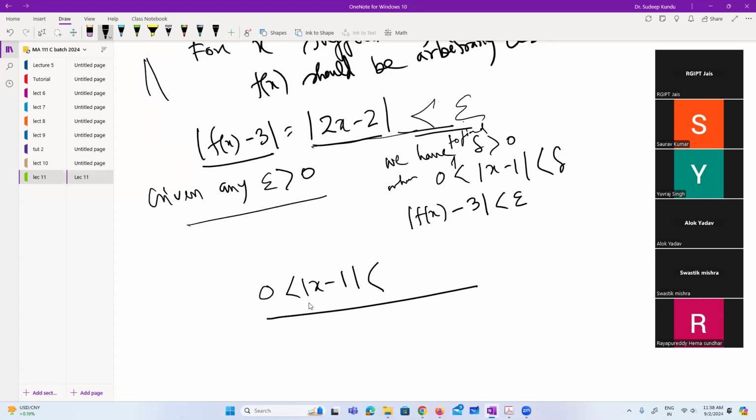That means this value that you have to find. So your delta should be what? You cannot see from here what your delta is. Delta should come from this relation, in terms of epsilon. Mod 2x minus 1.